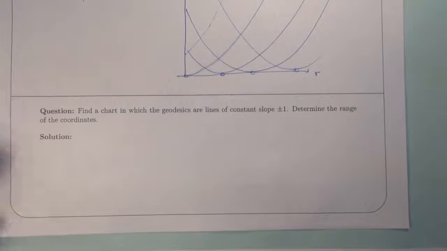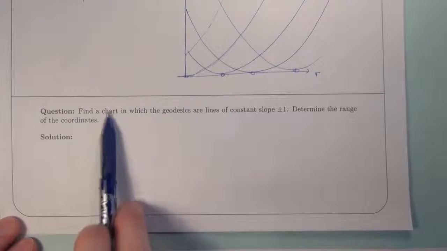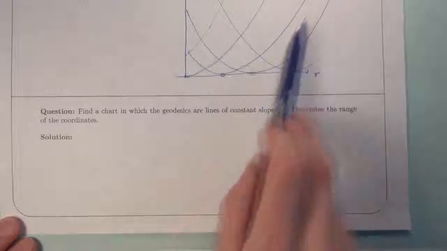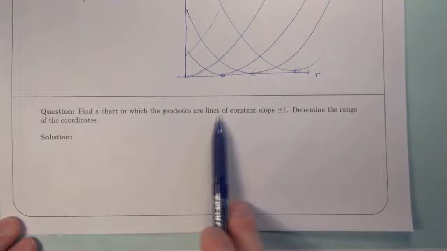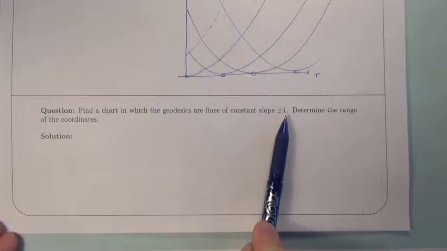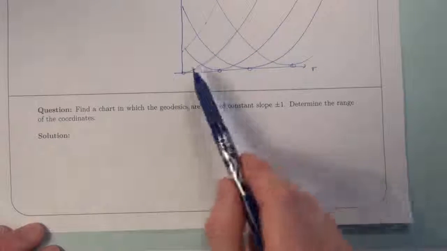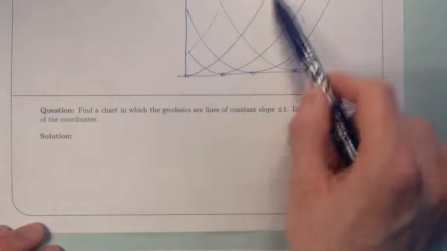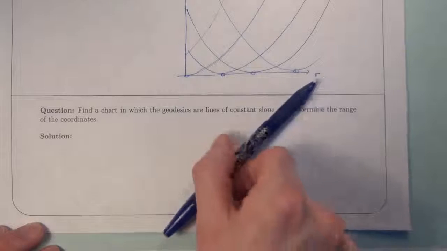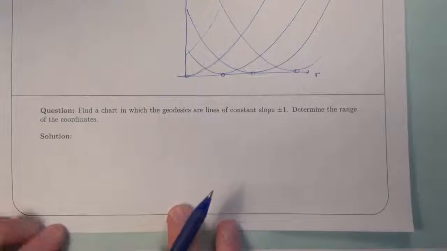Okay, now we are asked to find some transformation, that is another chart, where these curves here are lines of constant slope plus minus 1. And that's always the second step, so we need to make the null geodesics that run on arbitrary curves to some curves that are like that or like that. And we will see how this works.